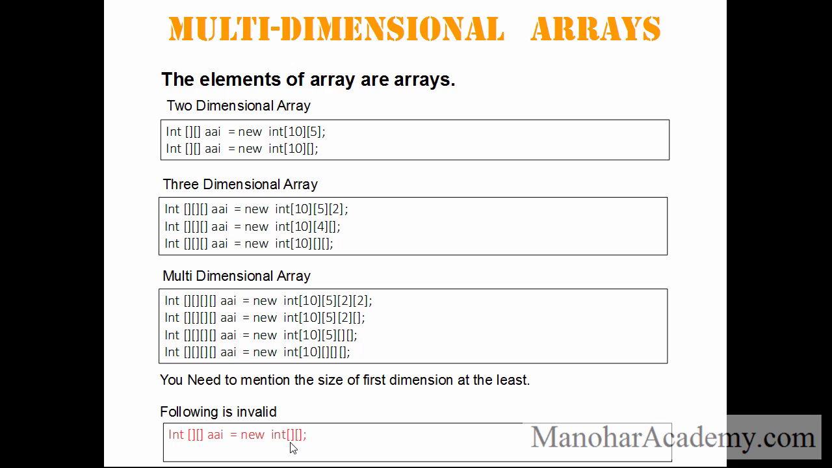So please remember, the number of square brackets on the left side will be equal to the number of square brackets on the right side, and while giving the size of the array, you have to give the size for at least the first dimension. You can skip or you don't need to provide the size for remaining dimensions.